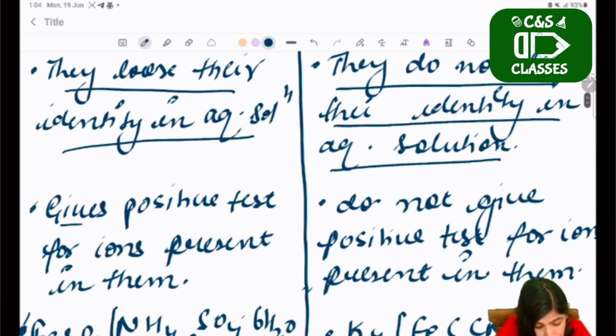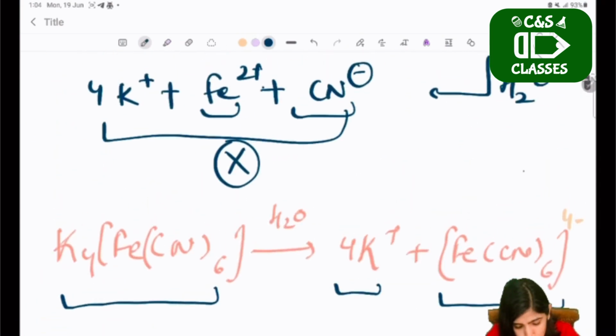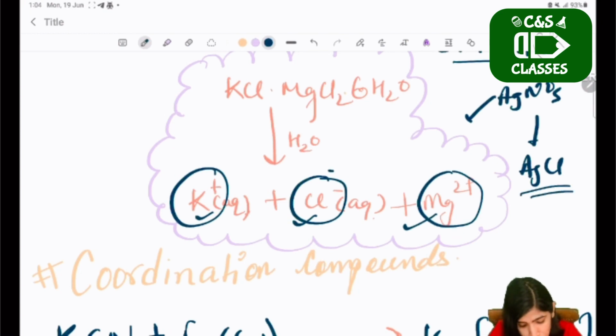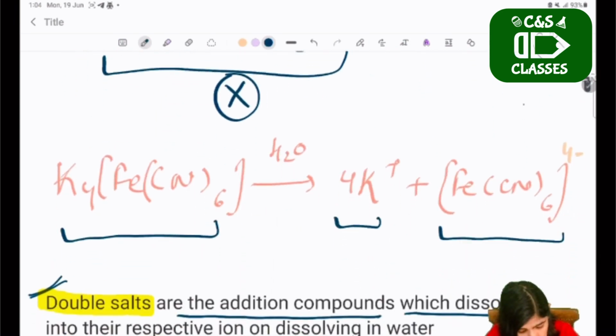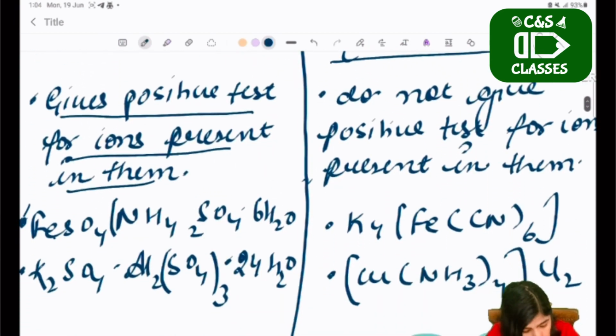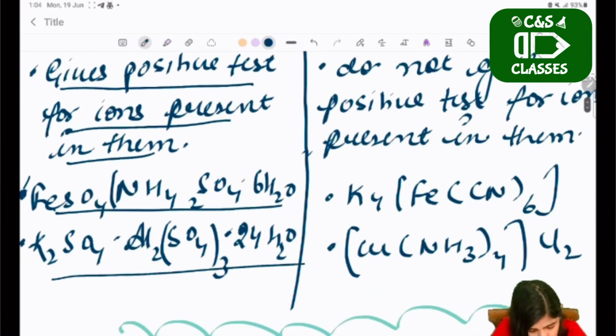The second difference is that it gives a positive test for the ions present in them, right? For example, it gives the positive test for K+, Cl- and Mg2+. If you add AgNO3 to this solution, it will give a white precipitate of AgCl. Why? Because Cl- is present as an ion in the solution. What is the third difference? Okay, that's it. Now the examples of double salt are Mohr's salt and potash alum.